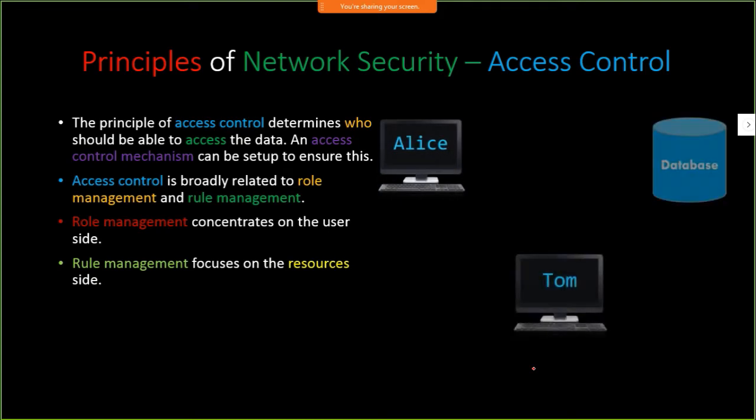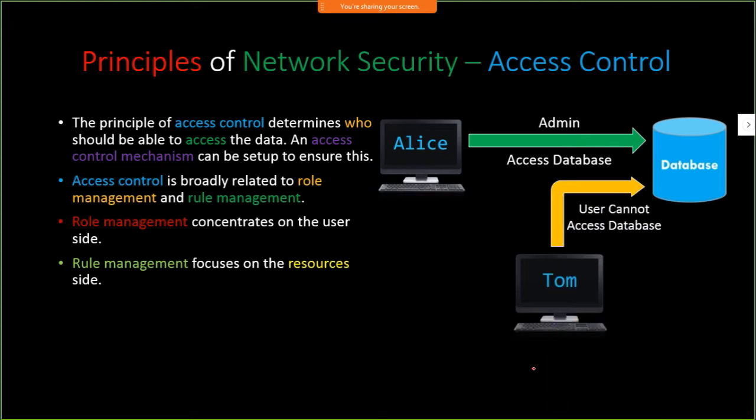So Alice, Tom and the database. There are three parties. Alice is the admin who can access the database. But if Tom wants to access the database, he cannot, because Tom doesn't have any privilege or any role of access permission to access the data. That is access control.